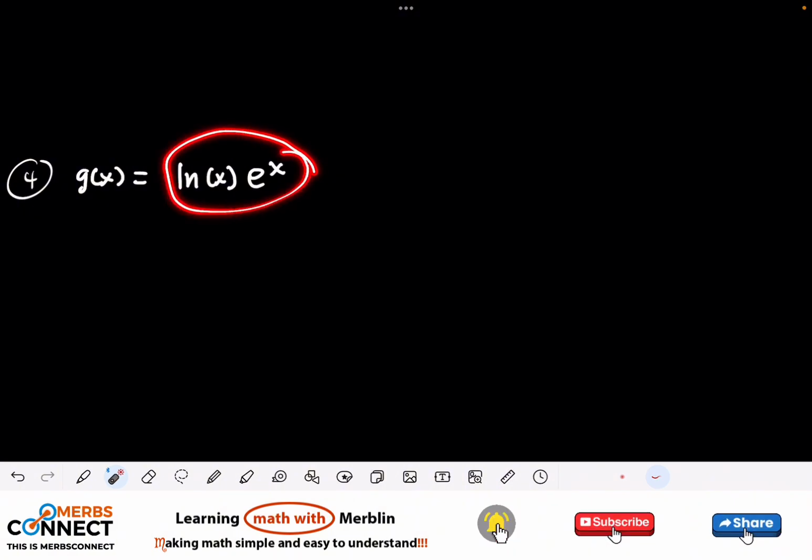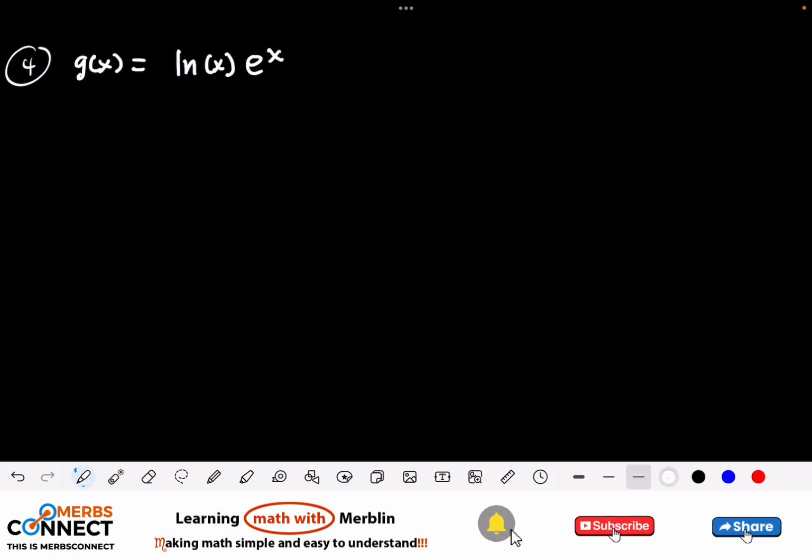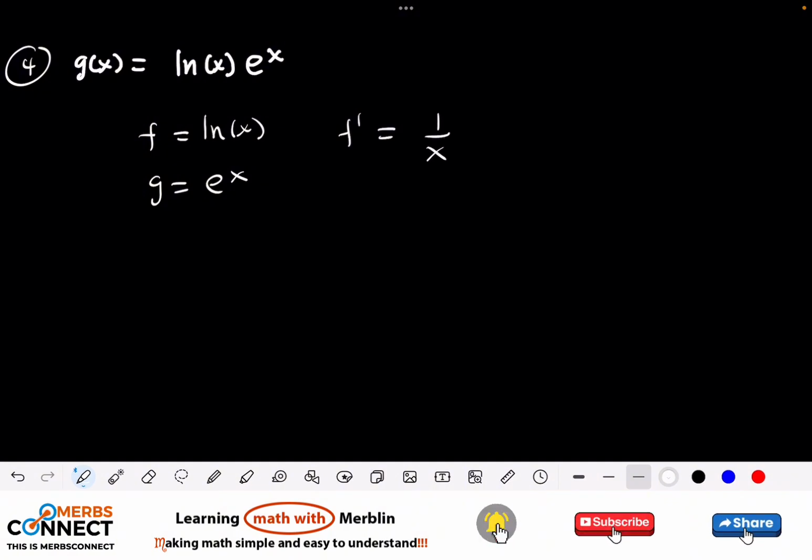For 4 again, we have the product rule. So I'll do my a and b. Let me make it f and g. If you want to use a and b too, it's the same thing. So f is equal to ln of x, g is equal to e to the power x. So what is f prime? F prime is differentiating ln x. Now we know that when I differentiate ln x, I get 1 over x. So that is something you need to get used to.